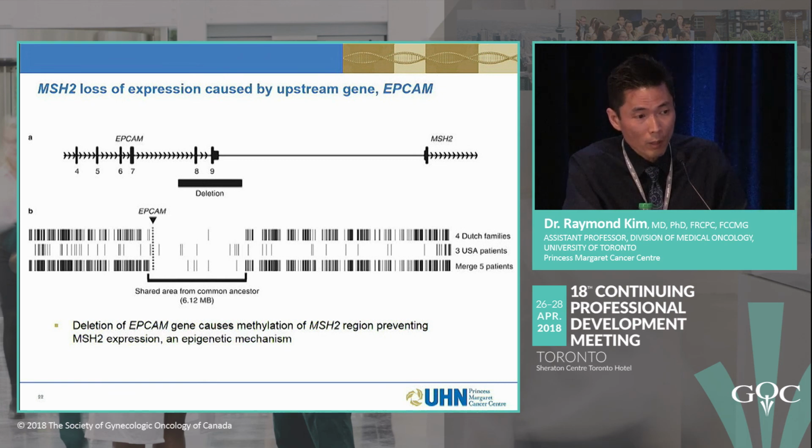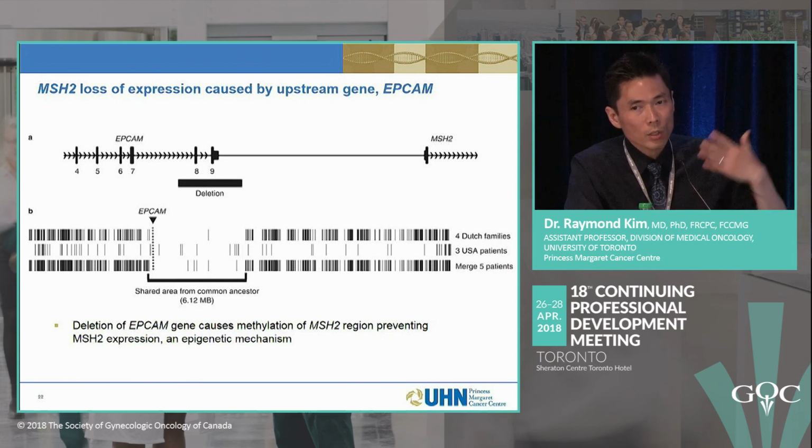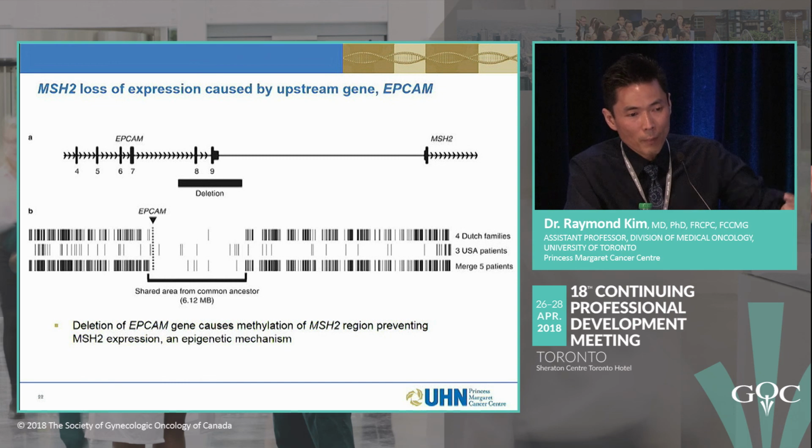One of the genes that I wanted to talk to you about is EpCAM. So the way EpCAM works is that EpCAM is not involved in mismatch repair at all. It's a cell-cell adhesion molecule, but it's adjacent to MSH2. So when you delete a portion of EpCAM, that causes an epigenetic change on MSH2's promoter, which prevents MSH2 from being expressed. So essentially, a nearby mutation causes a functional mutation in that the MSH2 protein is not being expressed. So it's an epigenetic mutation.